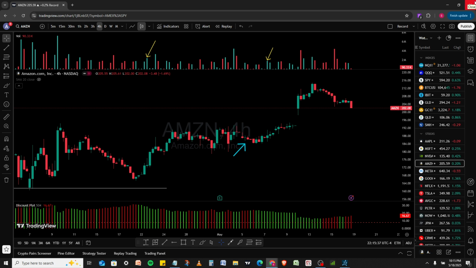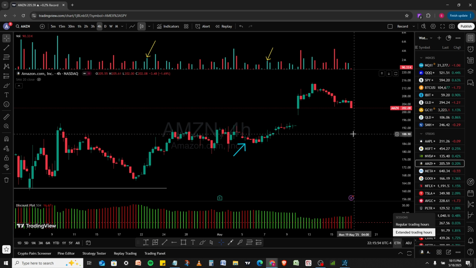Hello friends, we are analyzing Amazon today on the 4-hour chart. We'll look at the 4-hour chart first on an extended trading hours session, which gives us 4 bars for the whole day, 4 hours each, for 16 hours of trading session before and after market as well as the normal trading market hours.